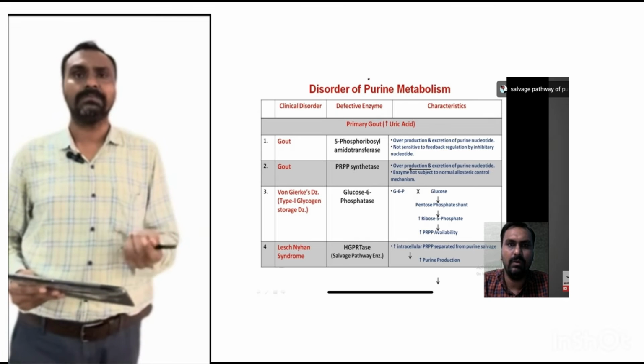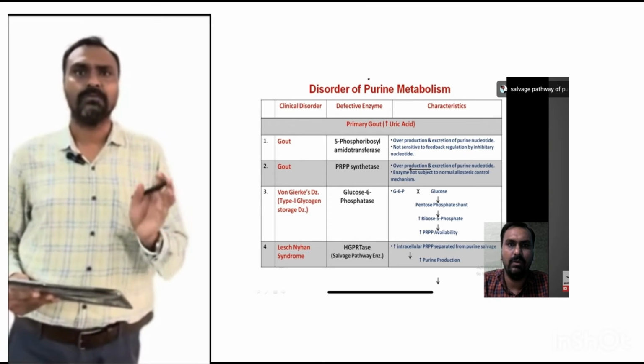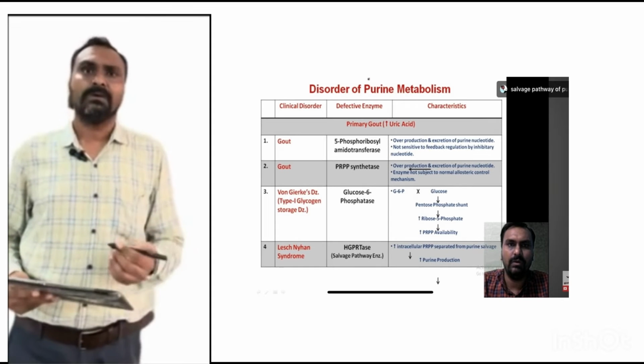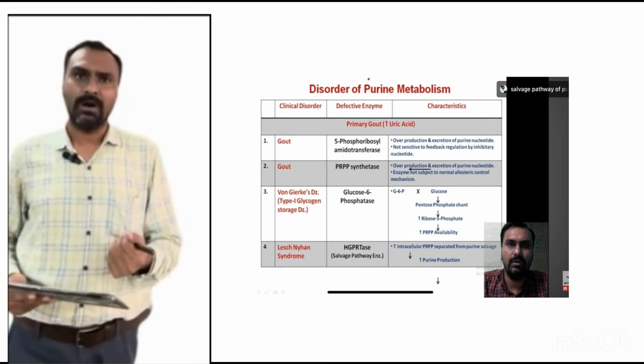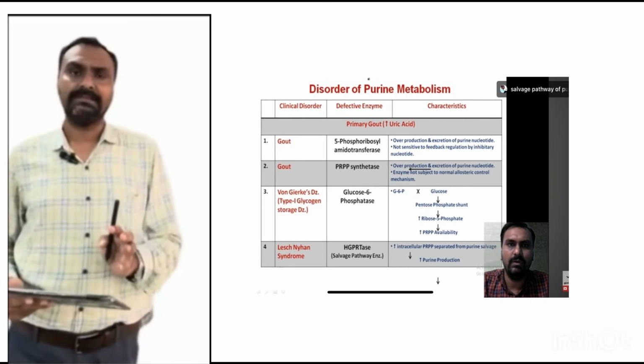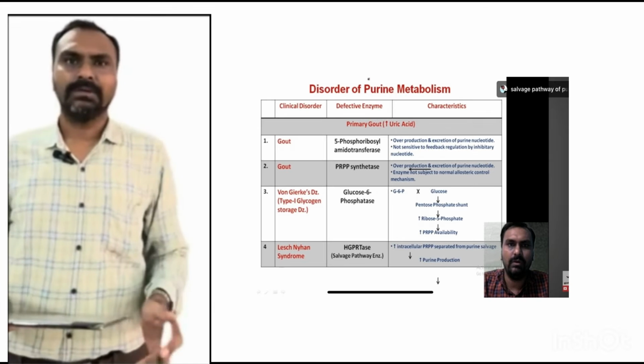One is the enzyme of the salvage pathway, that is HGPRT, hypoxanthine guanine phosphoribosyl transferase. This enzyme deficiency leads to Lesch-Nyhan syndrome. In that case, there will be gout, there will be increased uric acid level. Also, in case of von Gierke disease, where the glucose 6-phosphatase enzyme is deficient. So, this was all about the causes of gout.